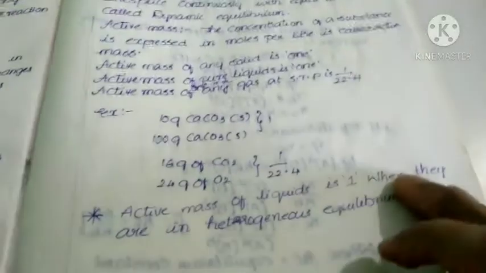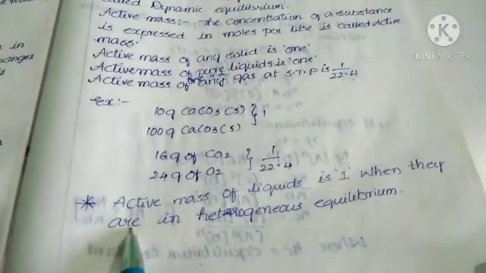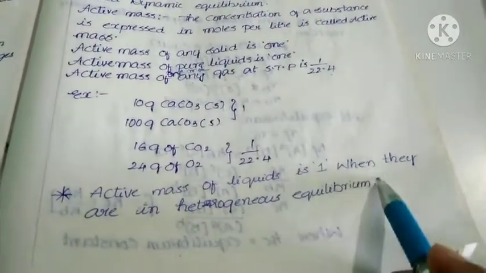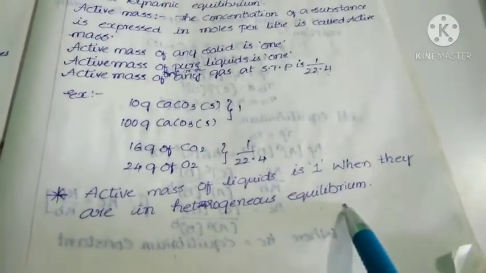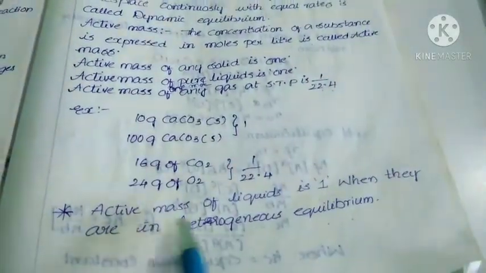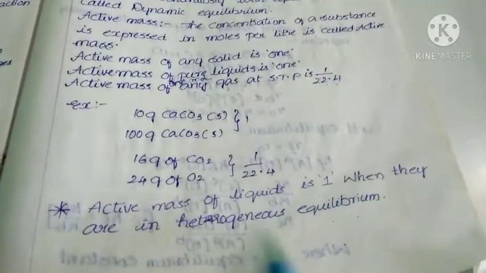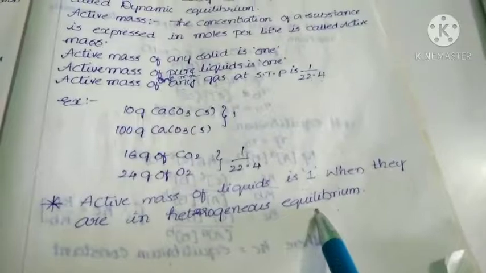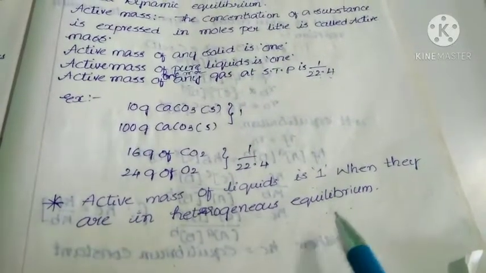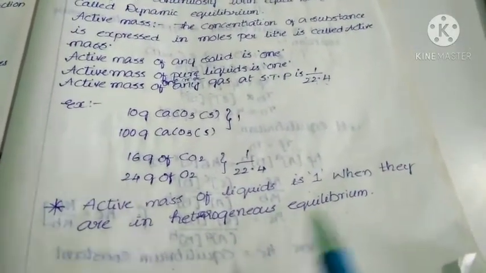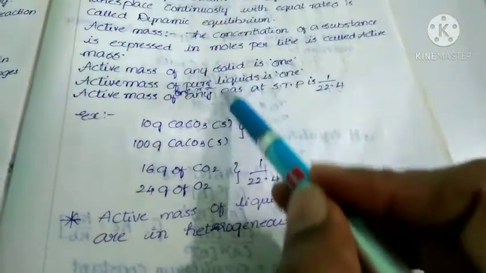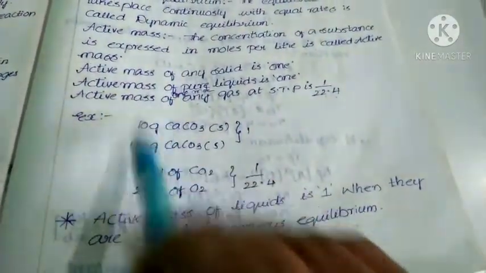One more point regarding active mass: the active mass of liquids is 1 when they are in heterogeneous equilibrium. Here, what I discussed earlier is that the active mass of pure liquids is 1. Here the active mass of liquids is also 1 when those liquids are present in heterogeneous equilibrium. What is the meaning of heterogeneous equilibrium? If different physical states are present in a chemical equilibrium reaction, that is called heterogeneous chemical equilibrium. When liquids are present in heterogeneous chemical equilibrium, then the active mass of that liquid is 1. So these are the conditions of active mass. You have to remember these points.